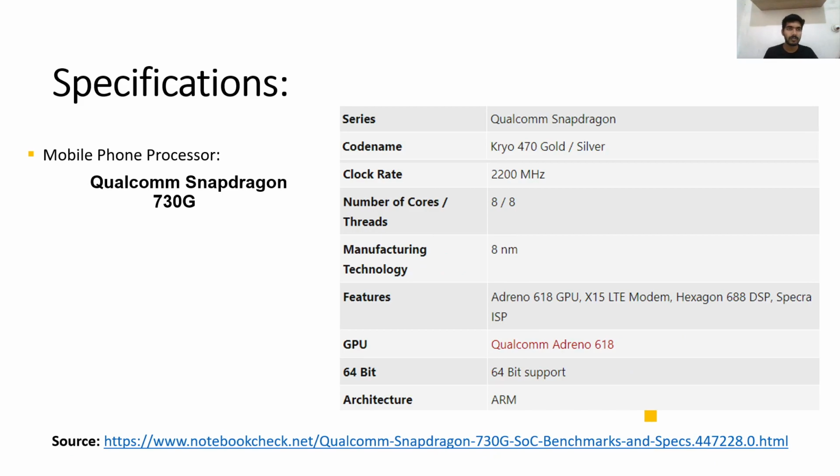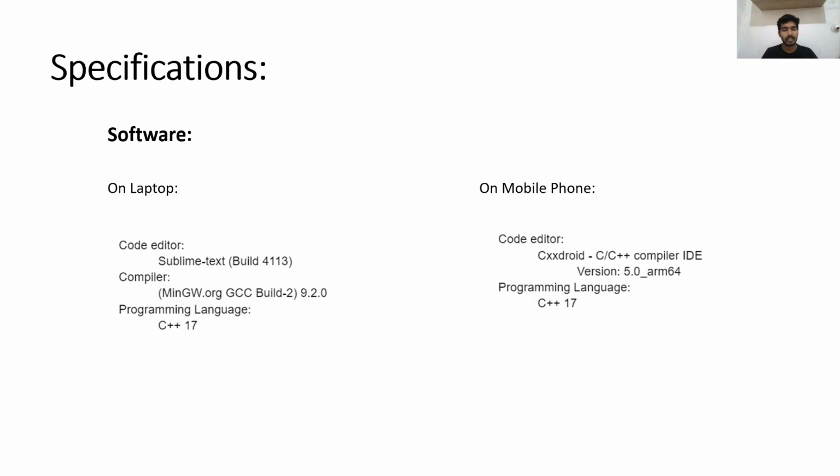Going on with the mobile phone, the processor used is the Qualcomm Snapdragon 730G, which is an 8-core processor based on 8 nanometer technology. These are the features of this processor used in the phone, and other details are on the screen.